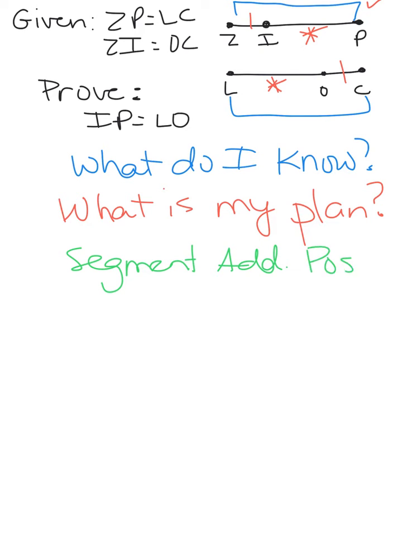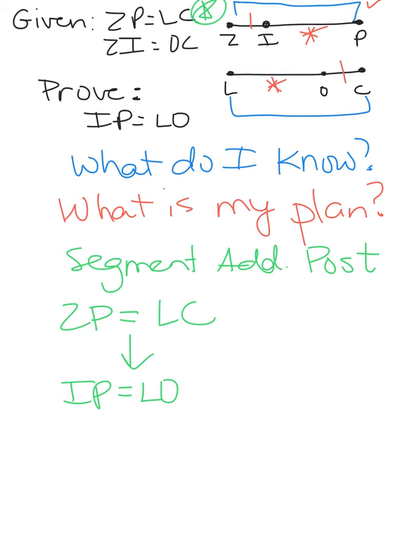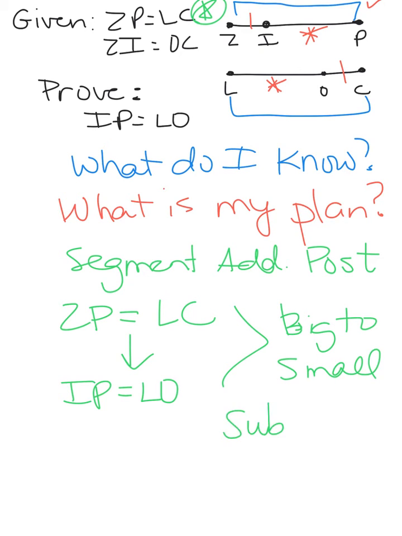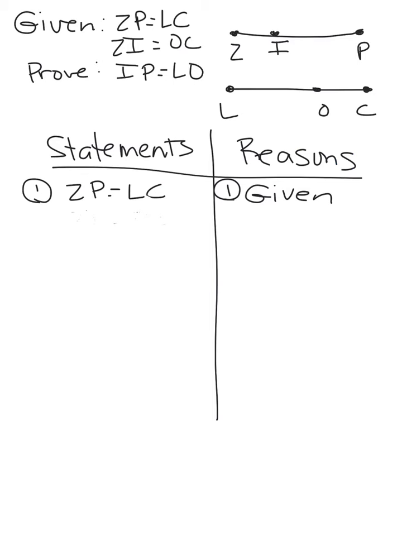Something to think about. I also notice looking at this first statement, ZP is equal to LC, and I'm going to IP is equal to LO. So with that, I'm going from big to small. So again, maybe I have to subtract. I don't know for sure, but I'm certainly going to keep that in the back of my mind as I go with my proof. Now I'm ready to take a look at my proof.